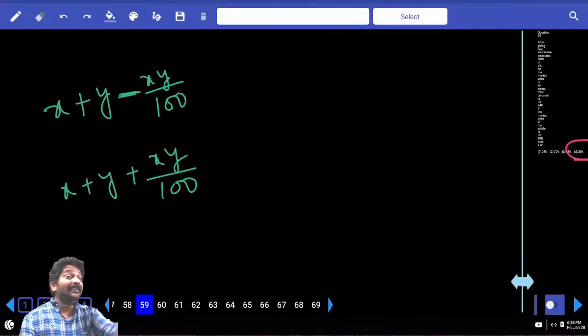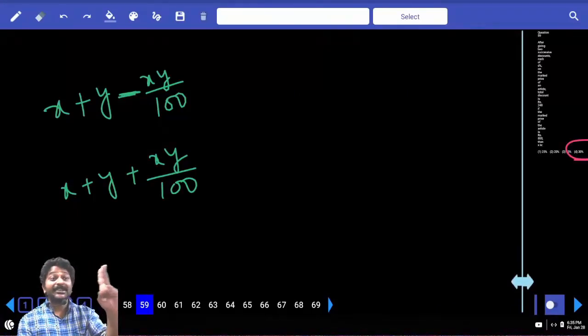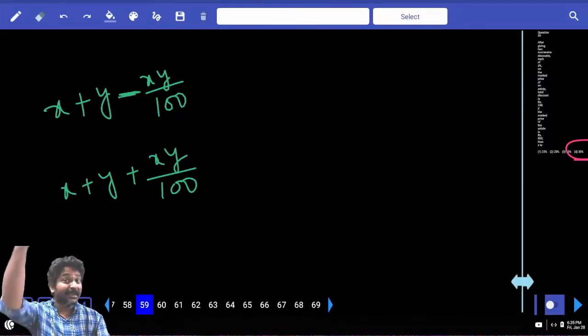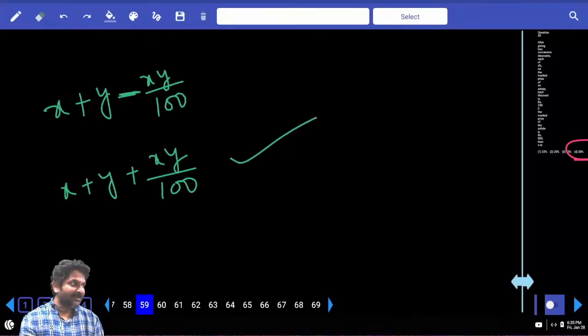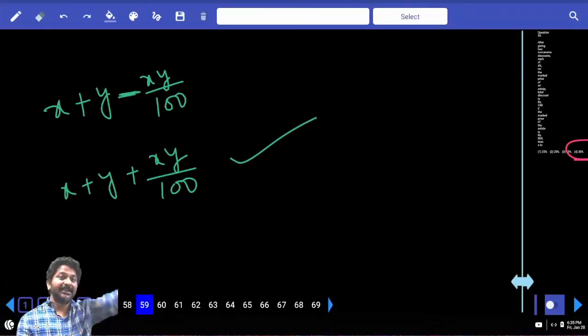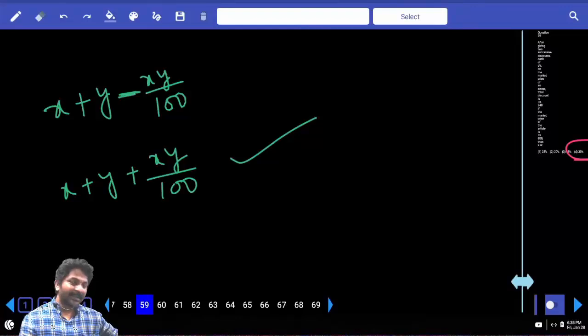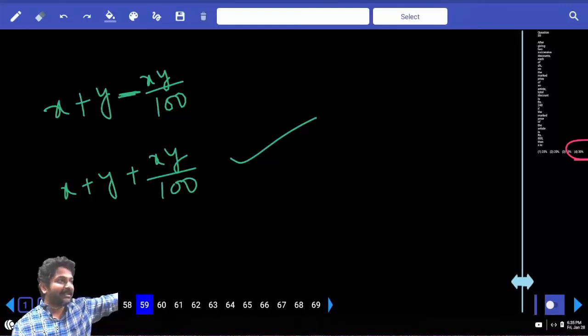If a single value changes for 2 times, change in the sense it may increase or decrease, to calculate overall change, we use this. Percentage chapter lo vastadi, profit and loss lo vastadi. Single value changes for 2 times. Salary of a person first increased by some percentage, then decreased by some percent. అర్థమవుతుందా? అక్కడ వాడేది ఇది. X plus Y plus XY by 100.